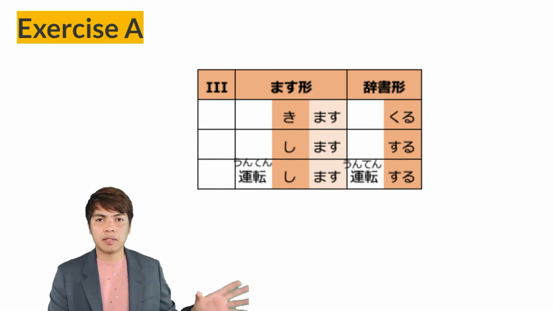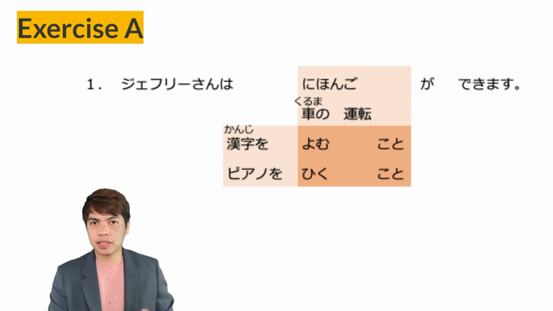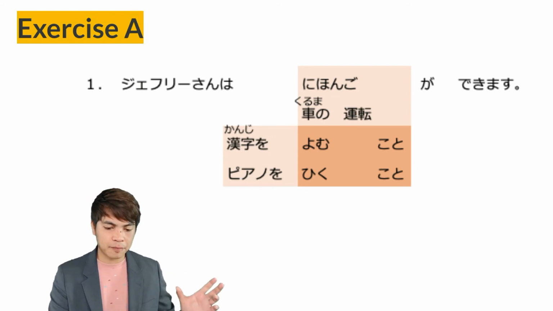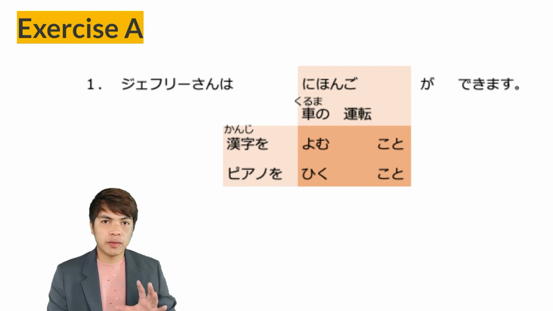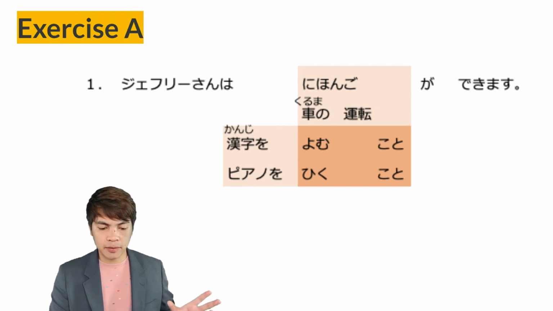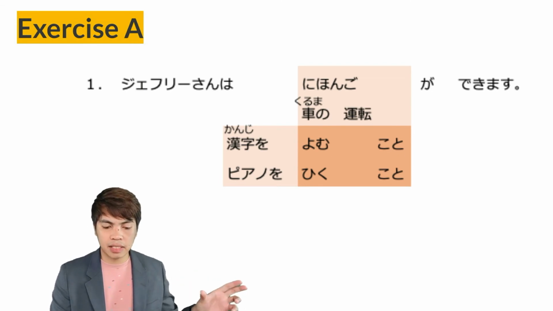Benkyo shimasu, benkyo suru. Number 1, Jeffrey-san wa nihongo ga dekimasu. So this sentence pattern again, noun ga dekimasu. Nihongo ga dekimasu, can do Nihongo, or in other words, can speak Nihongo or understand Nihongo. Next line, Jeffrey-san wa kuruma no unten ga dekimasu. Kuruma no unten is a noun, driving of a car. Ga dekimasu, can drive a car.